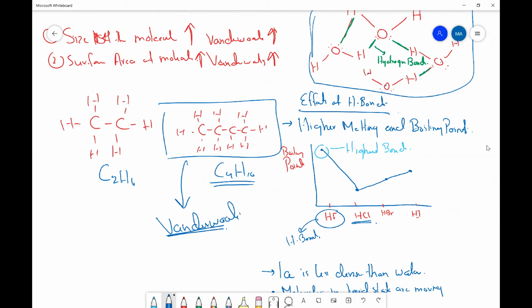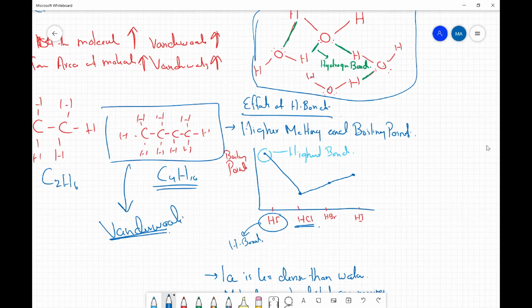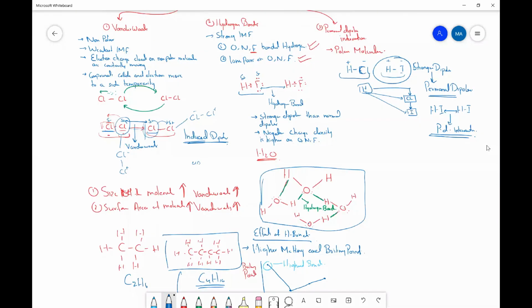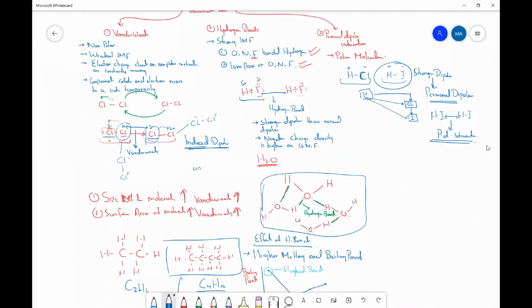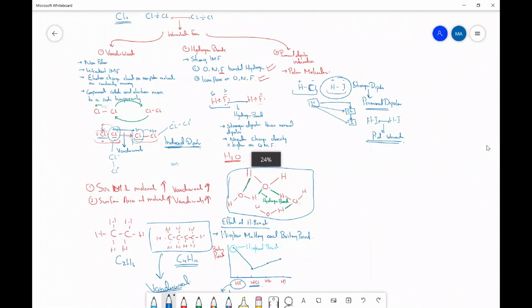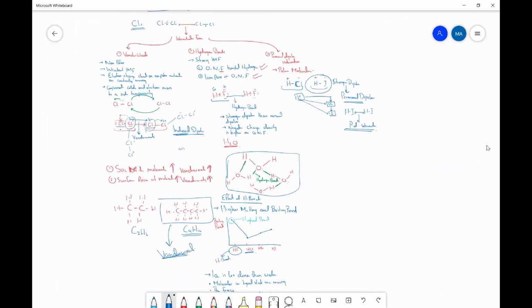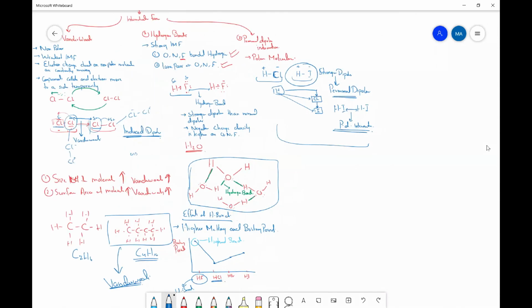Is the topic clear now? Yes. Have you also written down the notes? I did. Can I look at the polar molecule ones again? Yes. This one. Do you want me to zoom onto it? Yes. Okay.